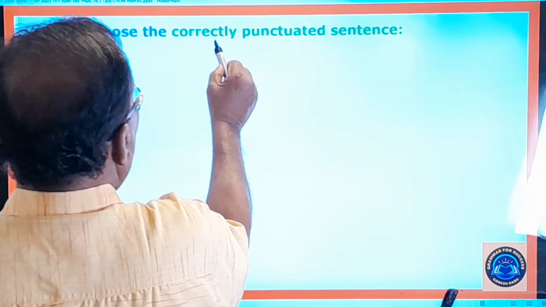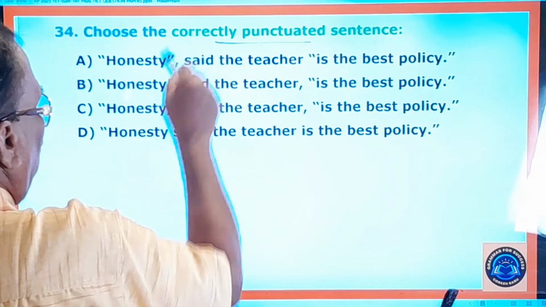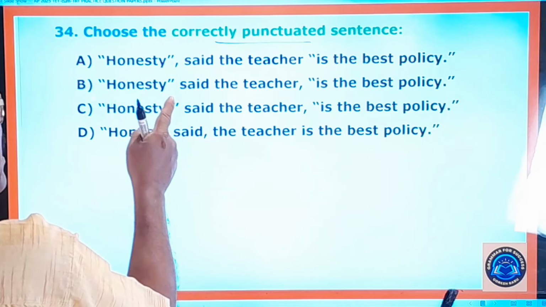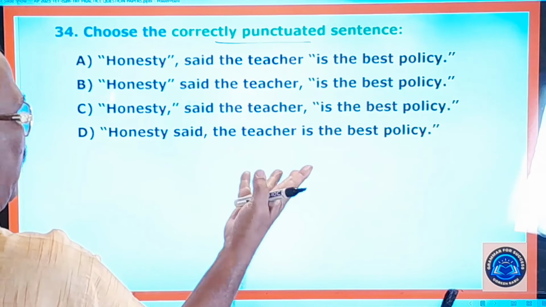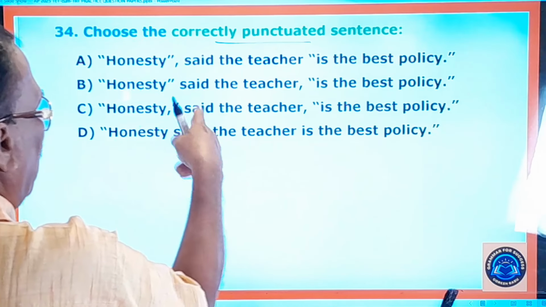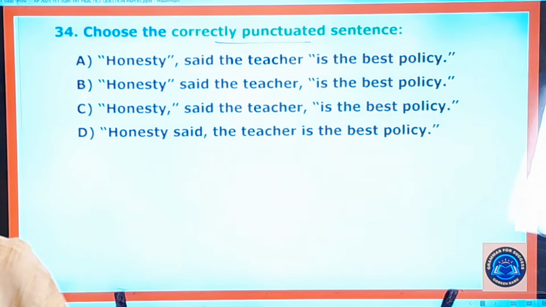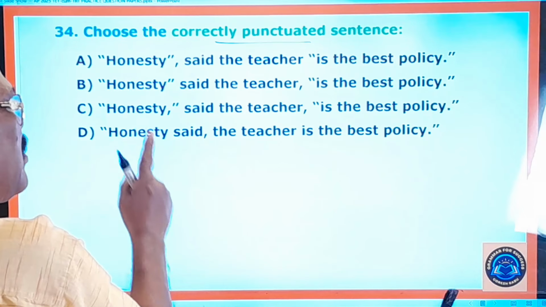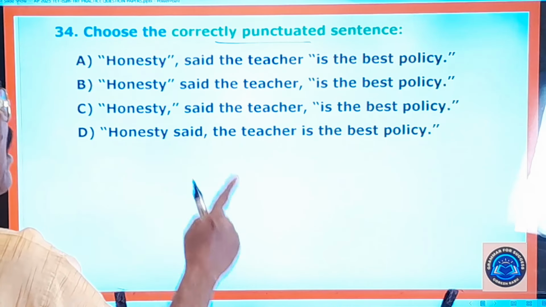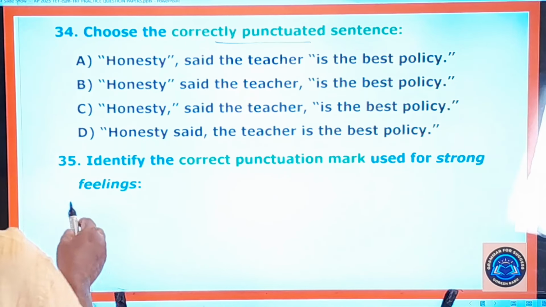34th one, choose the correctly punctuated sentence. Again, he is asking a question on punctuation marks. So here are given 4 options. You have to choose that sentence which is correctly punctuated. Honesty, said the teacher, is the best policy. Of these 4 options, one sentence is correctly punctuated, and that sentence is going to be your answer. You go to the next question, 35th one.